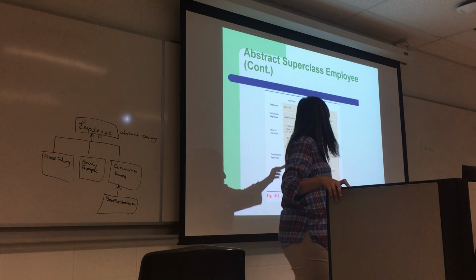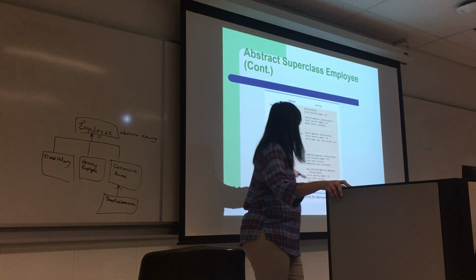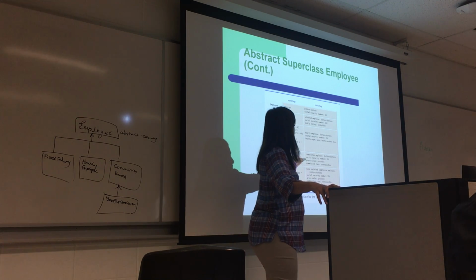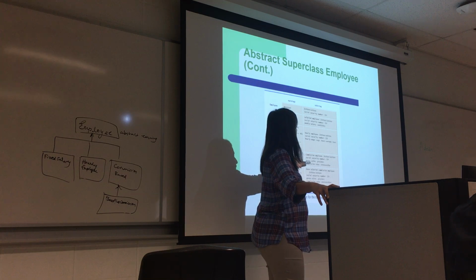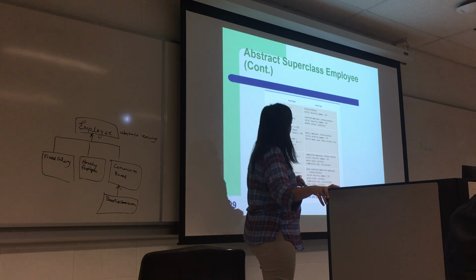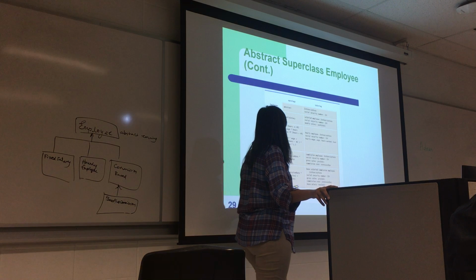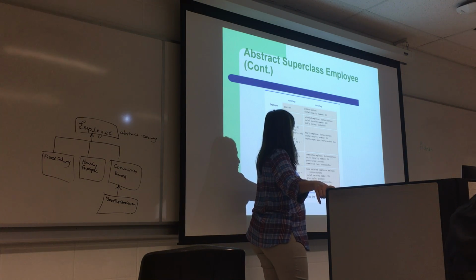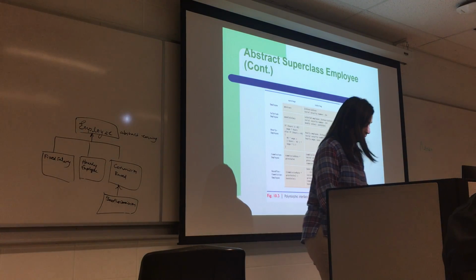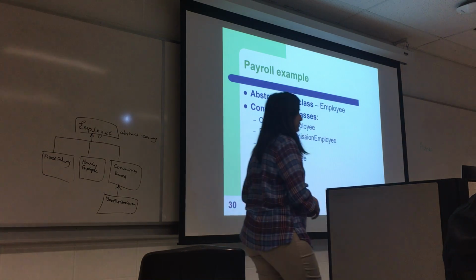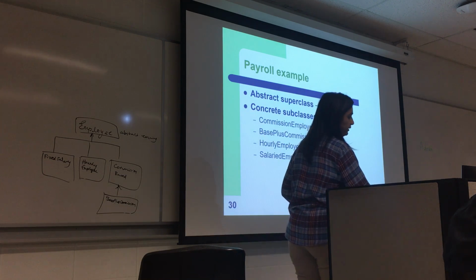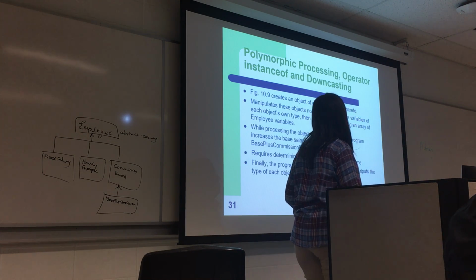Correct? So toString is going to be similar. Just the difference is that if the employee is a commission-based employee, gross sales and commission rate will be shown. Whereas if the employee is an hourly employee, hourly wage and hours worked will be shown. If the employee is a commission-based employee plus base salary, both of them with gross sales will be shown, right? Now this is again the payroll example continued. So this is the abstract superclass, which is employee, and the other classes or subclasses are concrete.